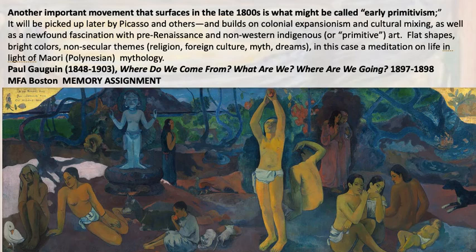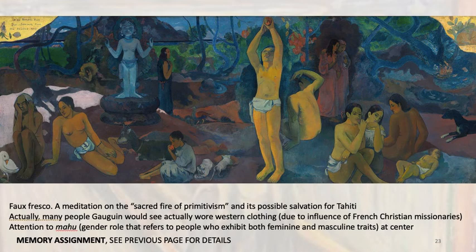It builds on the colonial expansion, especially in this case, French expansion in Tahiti, as a certain cultural mixing, a newfound fascination with pre-Renaissance and non-Western indigenous art. There's flat shapes. There's non-secular themes like myths and dreams and religion. And in this case, the life of Maori or Polynesian mythology. So let's look at this painting one more time. It's a kind of a faux fresco, a false fresco. Gauguin is meditating on the sacred fire of primitivism, and even kind of a salvation, you might say, for Tahiti.